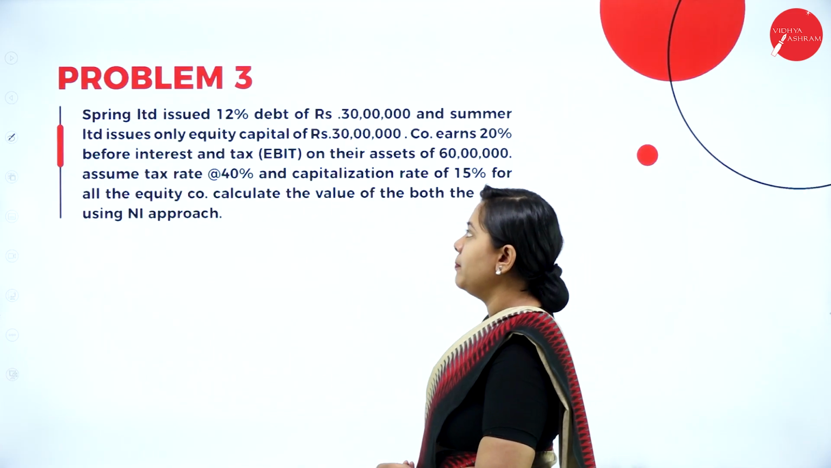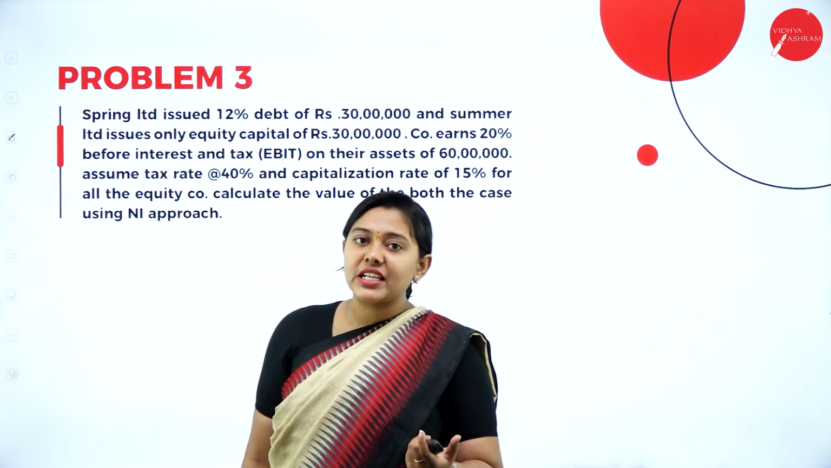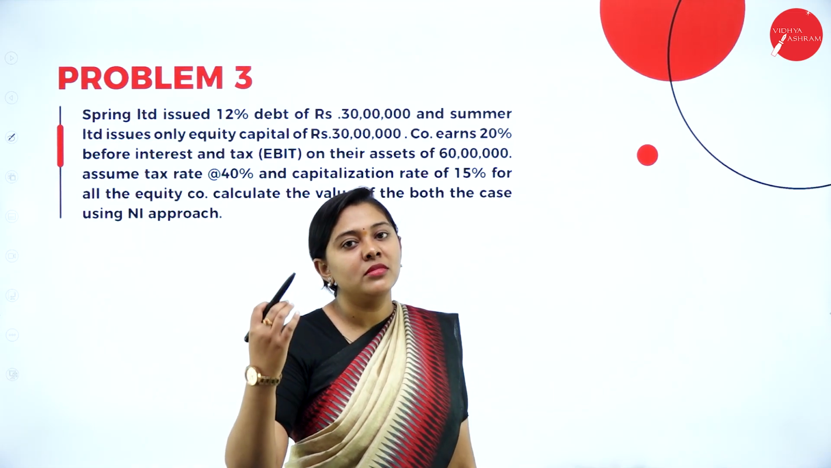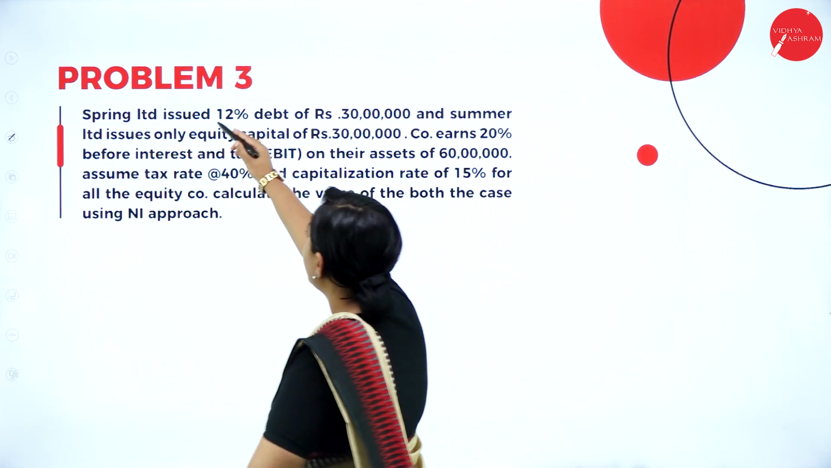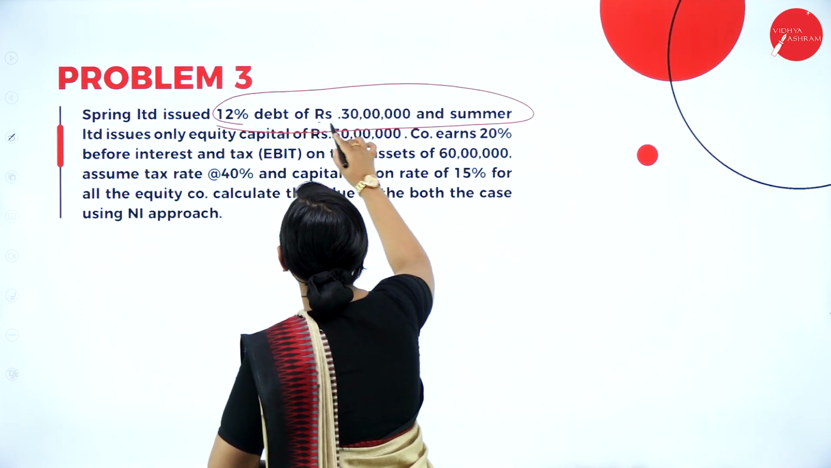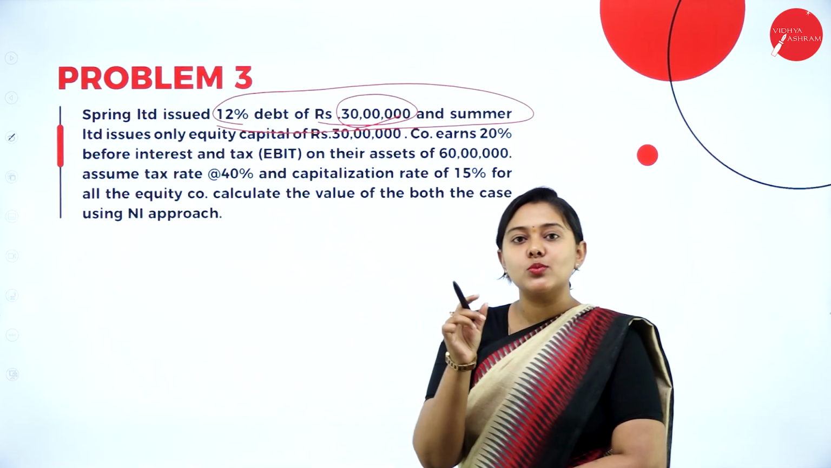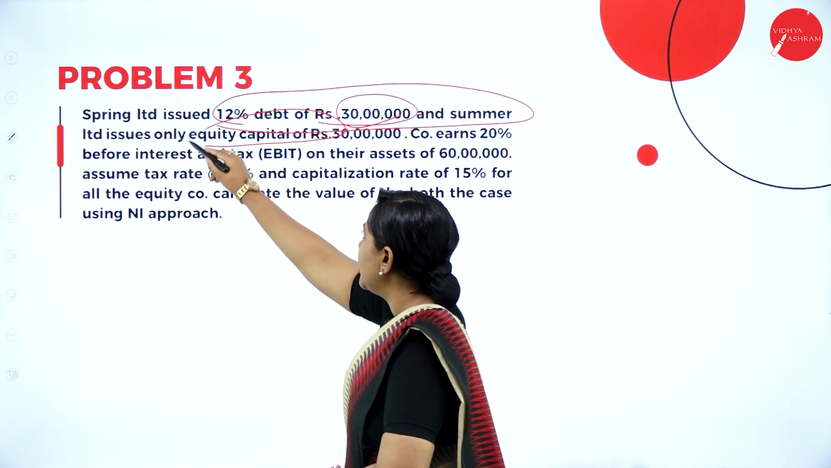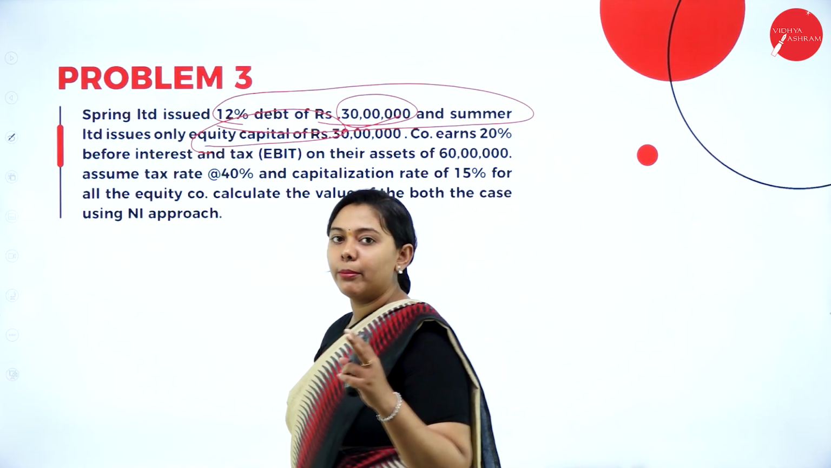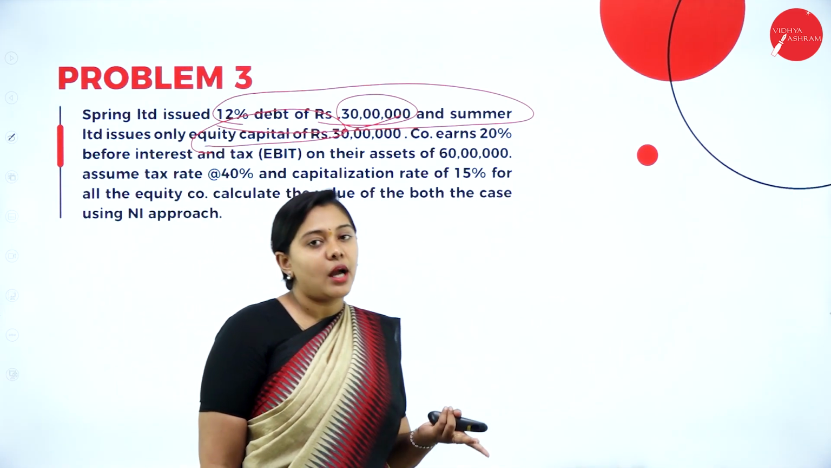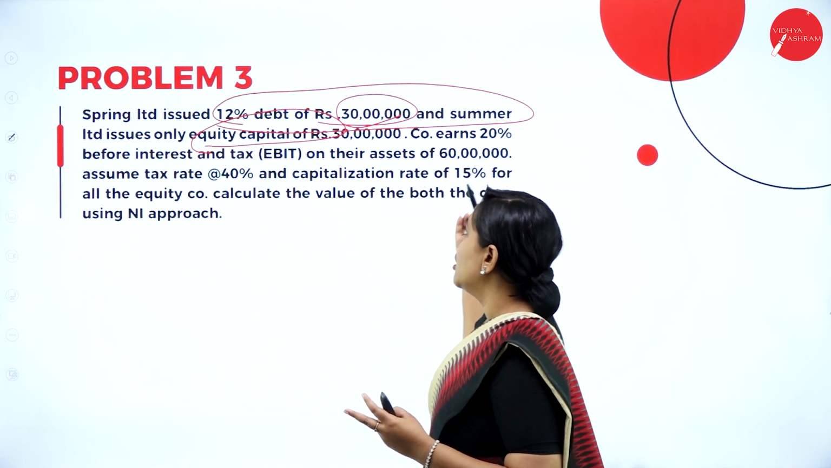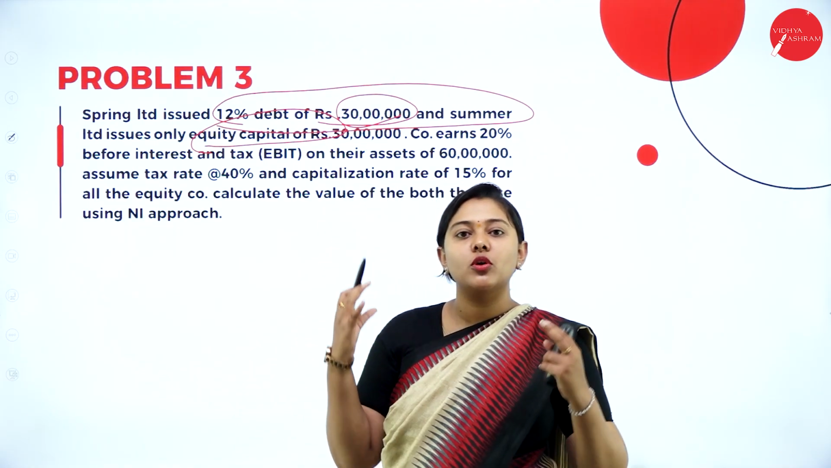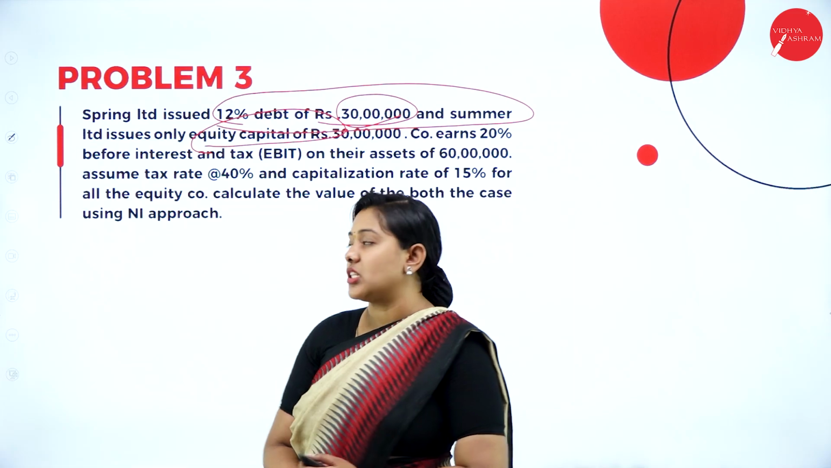So problem number 3, again, we'll take up the problems for a better clarity and understanding on your net income approach. So we are solving one more problem, that is your problem 3. Spring Limited issues 12% debt of rupees 30 lakh. Debt is what? 30 lakh. 12% is the interest rate. And Summer Limited issues only equity company. We have two companies here, Spring Limited and Summer Limited. Spring Limited issues debenture. They are using debenture in their capital structure, whereas Summer Limited is using only equity as a source of finance.